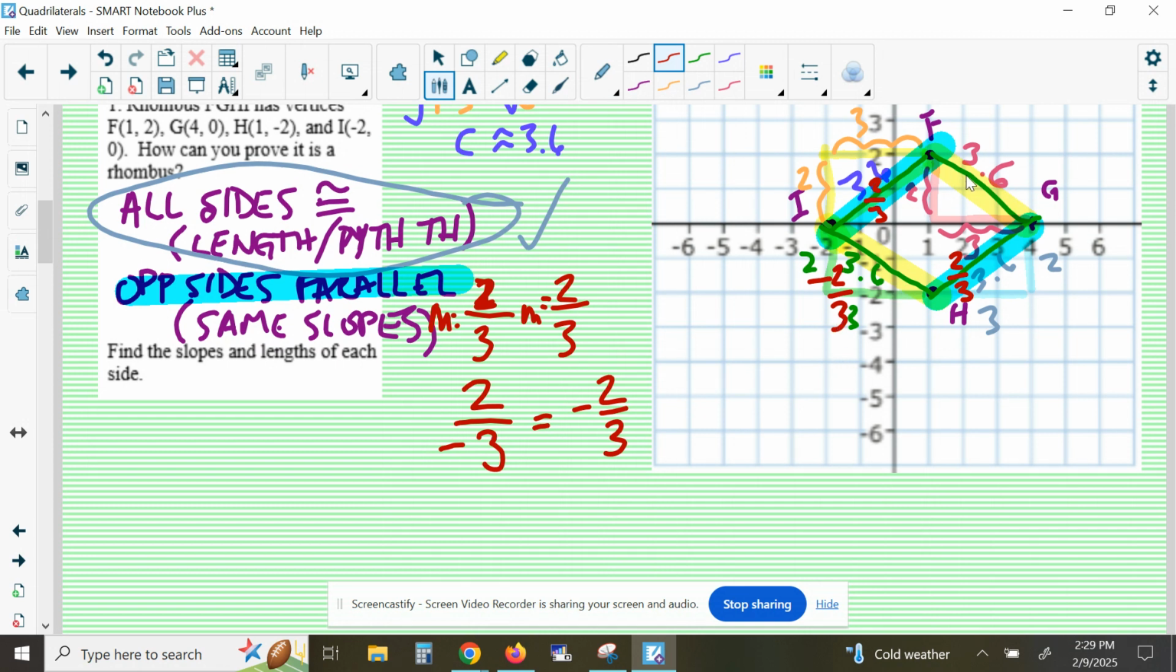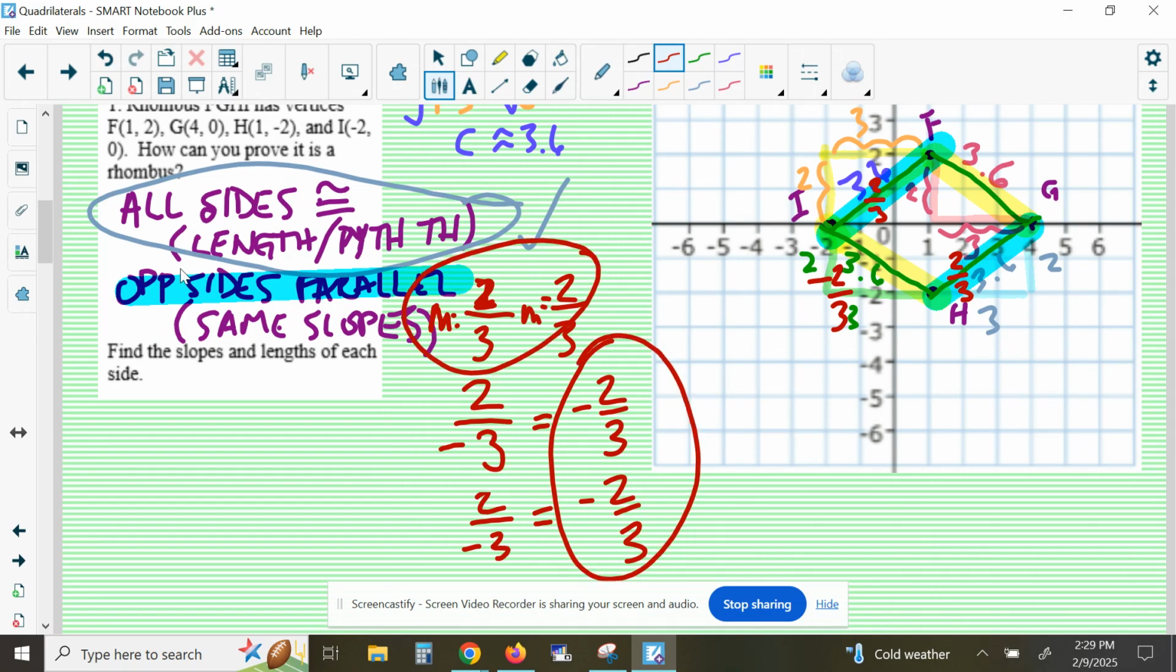Let's look at this yellow piece. I'm going to go ahead and start at this point right here. Rise 1, 2. Run -1, 2, 3. So once again, I have rise 2, run -3, and so I still get -2/3. So you see how I have matching slopes and matching slopes. So I do have opposite sides parallel. So that means that this is, in fact, a rhombus.